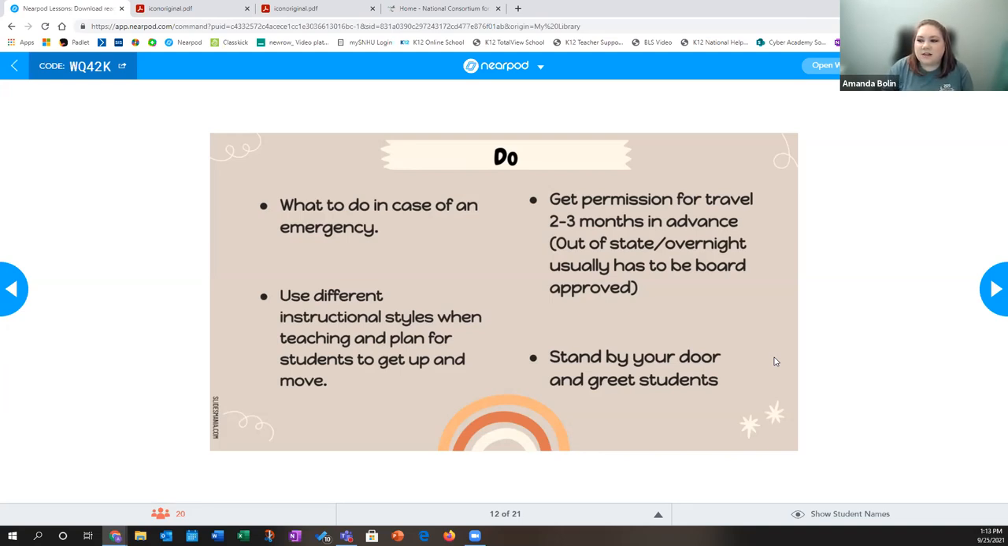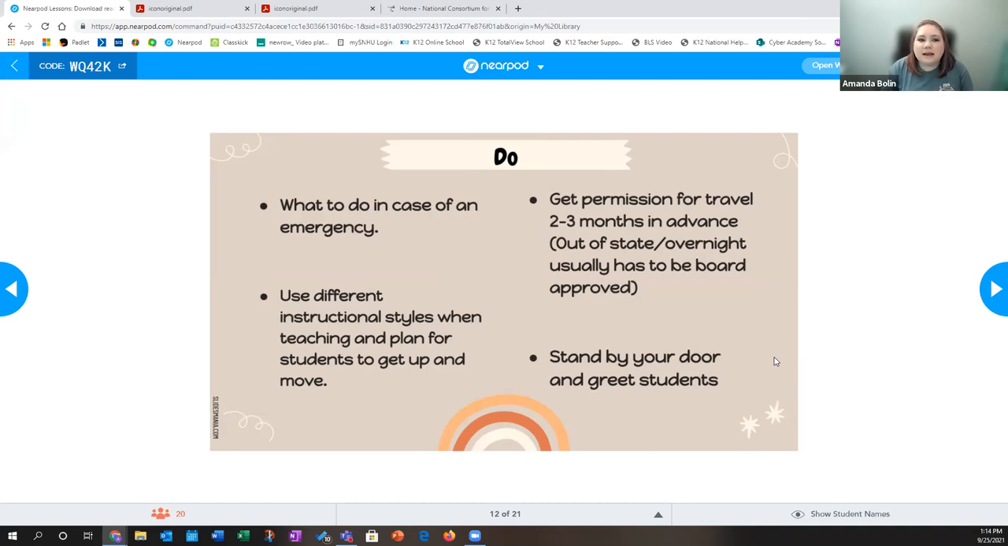Use different instructional styles when teaching and plan for students to get up and move. We don't have to sit here and lecture the whole time. It could be student-led, or they can come up and present to the class. There are different instructional styles we can use, and they really like when you change it up a little bit. I believe one of our speakers is going to be talking on that, especially differentiated learning for accommodations and things like that. So you definitely need to listen to that presentation later on.